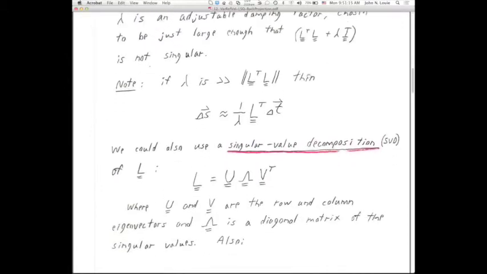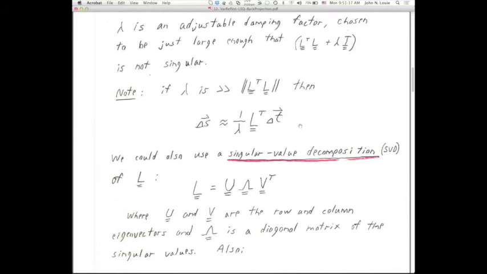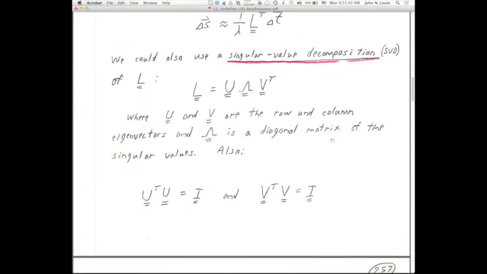All right. So here's what happens when you overdamp. If lambda is much, much greater than the magnitude of L transpose L, then look at what you end up with: just 1 over lambda applied to L transpose delta T. And amazingly enough, that's a very useful procedure. It's something you should always try.